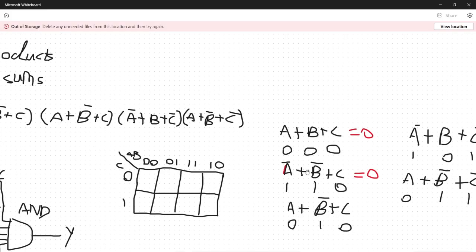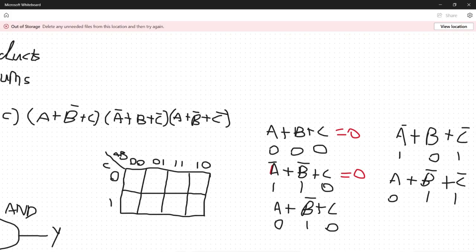And everywhere we see this combination, so when we see 0, 0, we're going to put a 0 in. 1, 1, 0. So this is 1, 1, because this is our A value and our B value. A is 1, B is 1, and then C is 0. So this is B here. Then when A is 0, B is 1, and C is 0, then that's here.